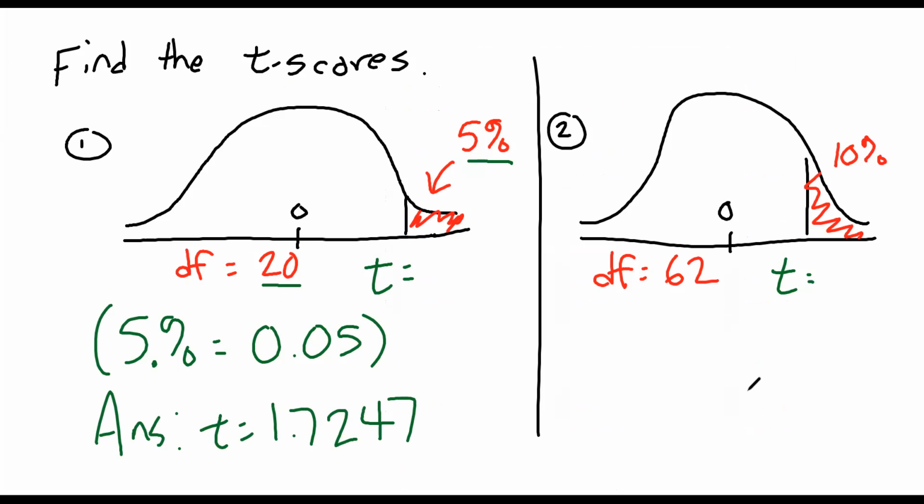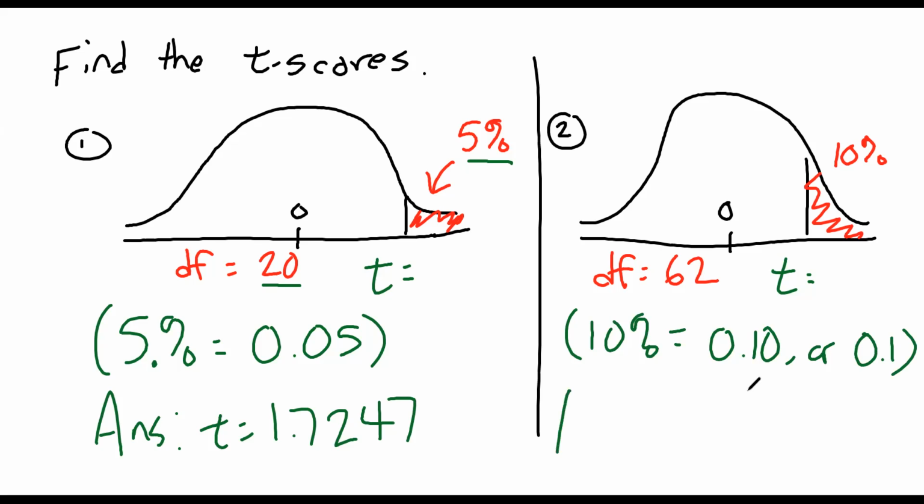And again, when you're looking at a percent, but for an area, but you're using your T-chart, you need to think of it as a decimal. 10% as a decimal is 0.10. Or if you didn't want that extra zero at the end, 0.1. So be prepared to look for either one of them as we find the answer to this question.